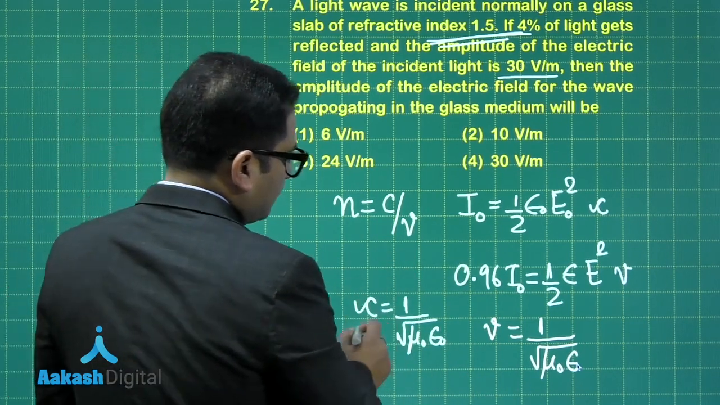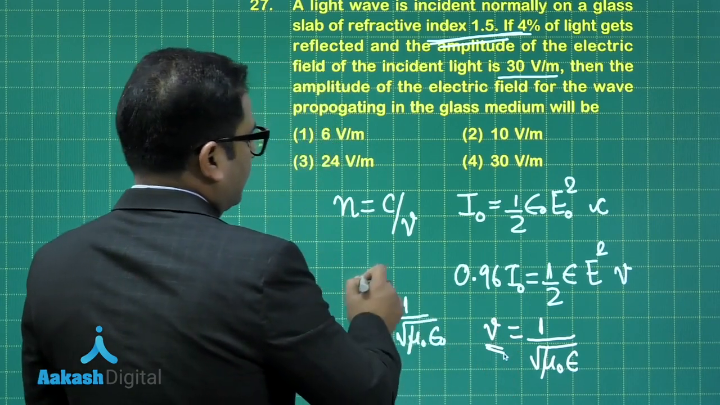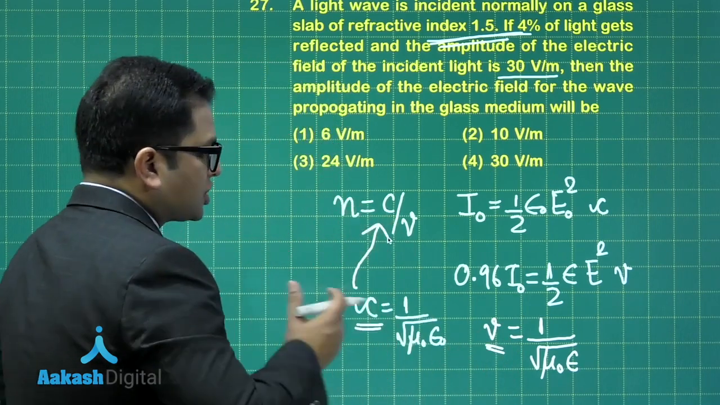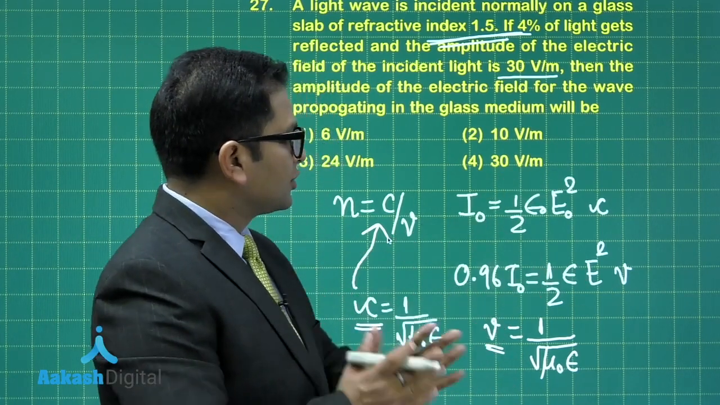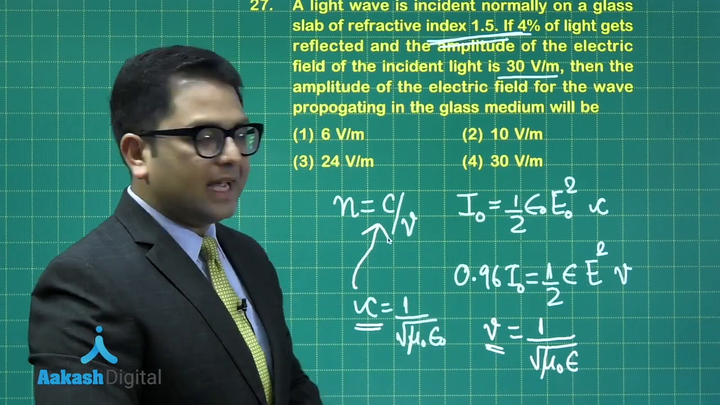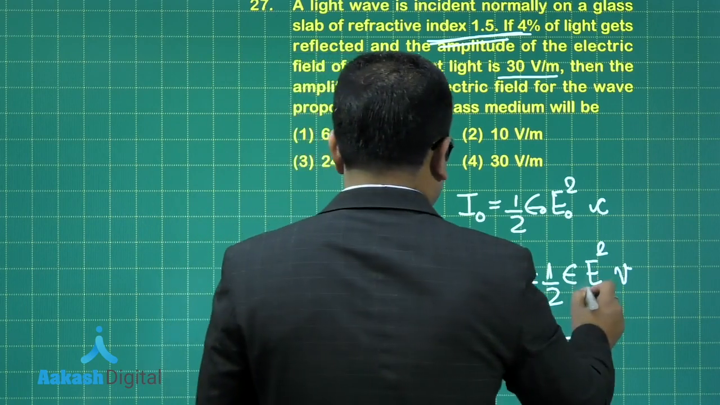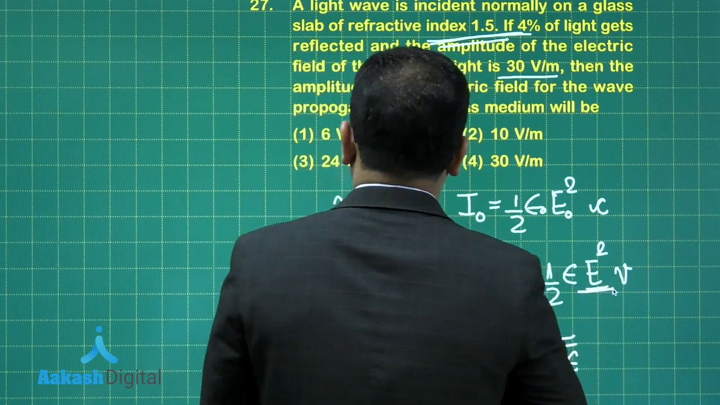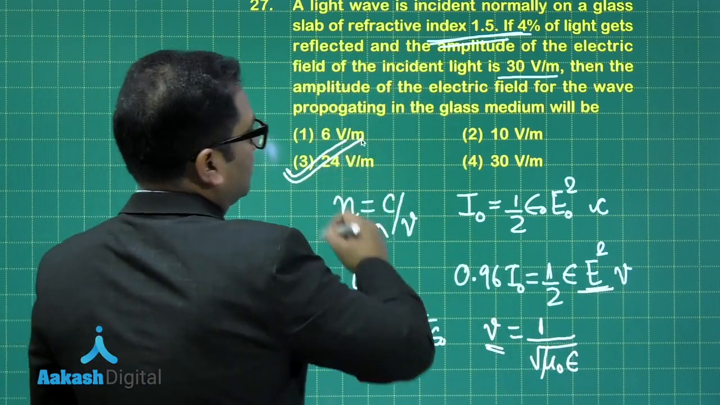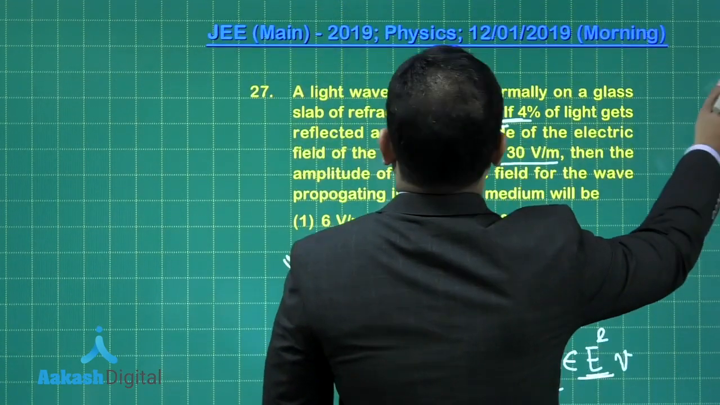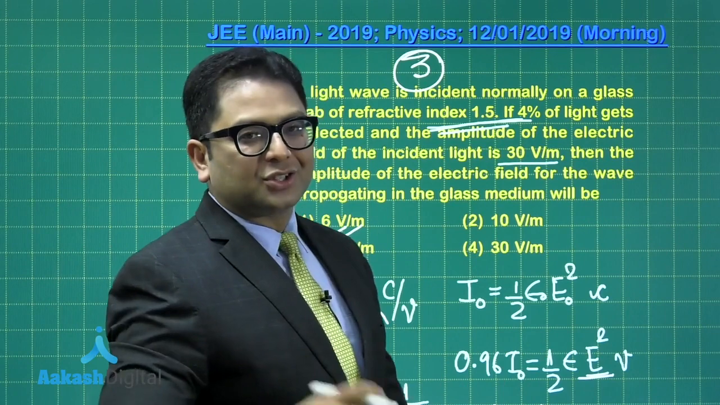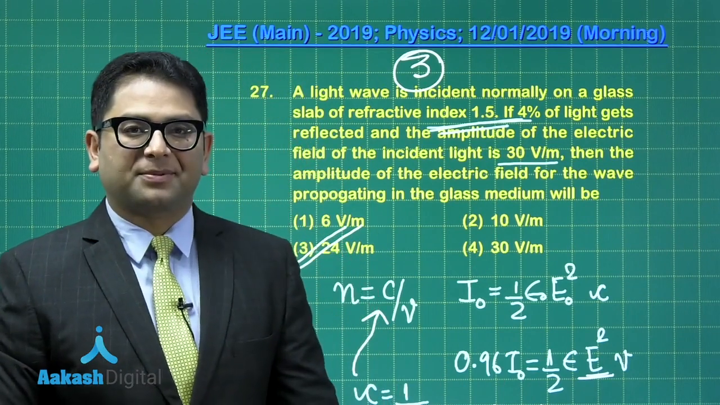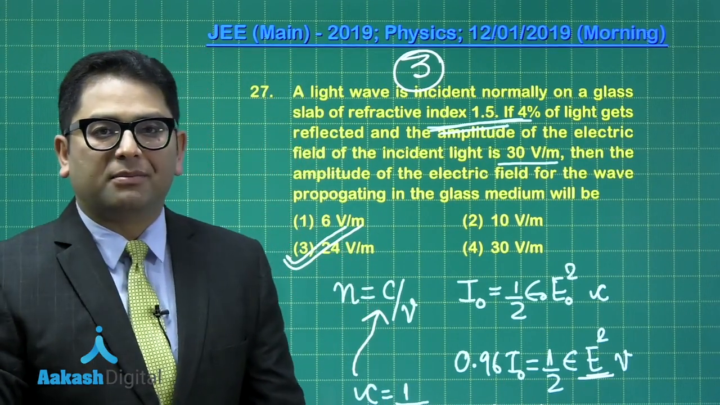By putting the value of c and V right here, you can find a relation between epsilon and epsilon naught. You divide it, so it's quite an easy calculation. And eventually, upon calculation, E you would find as 24 volt per meter. So for this given question, option number 3 is the correct one. So that required a bit of thinking. Now let's go to question number 28.